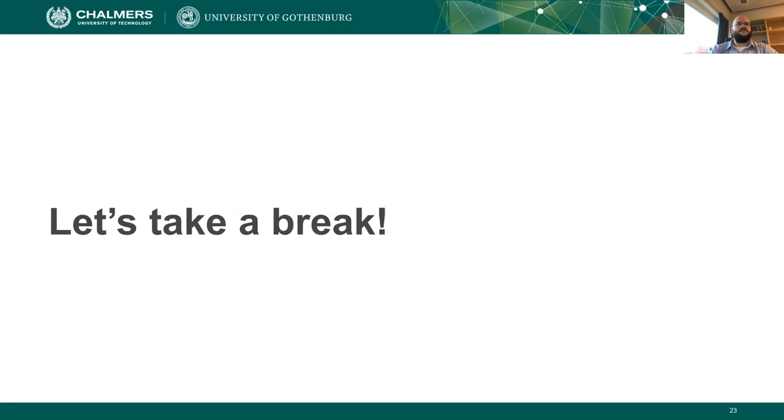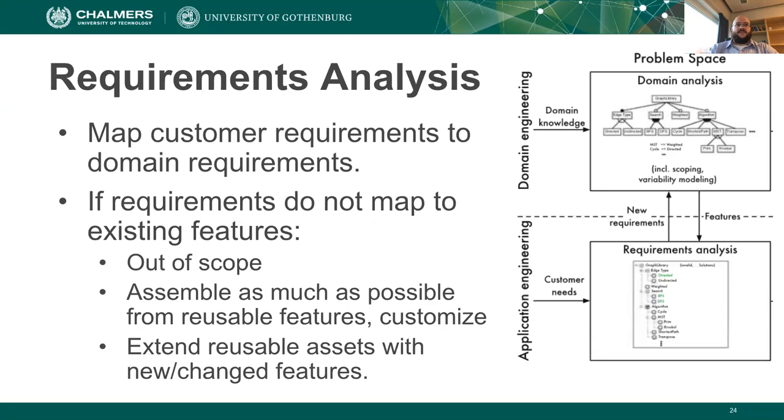Right, so the next step of this is requirements analysis. And requirements analysis in product line engineering is similar to requirements analysis in traditional engineering. This is something that we do on the application side, for a concrete product. We solicit the customer's requirements through interviews and through document analysis, but in product line engineering, we also build on the knowledge we've already gathered during domain analysis. There, we identified possible requirements arising in this domain, and we try and map the customer's requirements to those we've already identified during domain analysis.